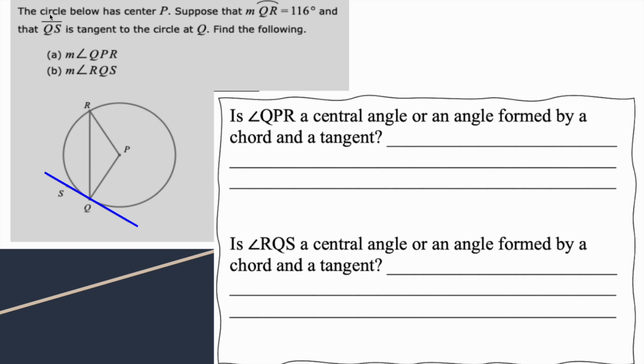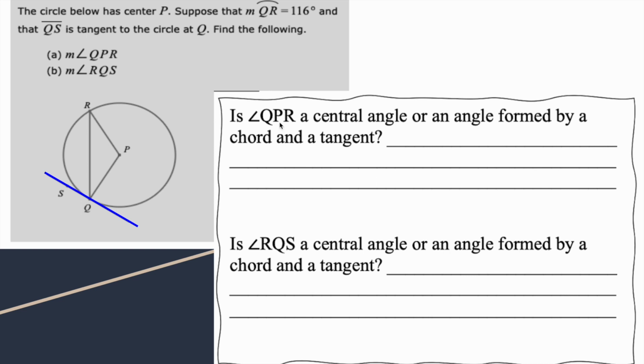So let's go ahead and look at this one. We have the circle below has center P, so you can see that here. Suppose that the measure of arc QR is 116 degrees and that segment QS is tangent to the circle at Q. Find the following. So it's telling us that it's a tangent so that we don't have to assume that, and Q is the point of tangency. Okay? So now we're going to find the measure of angle QPR and the measure of angle RQS. So let's focus on part A here first.